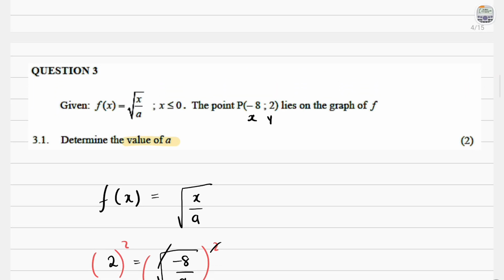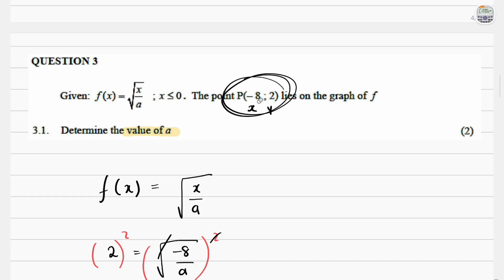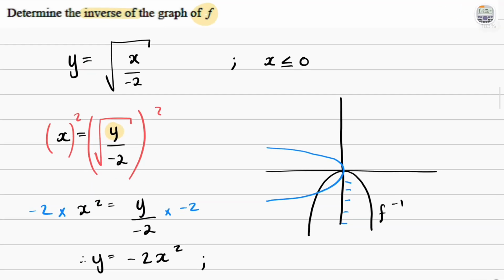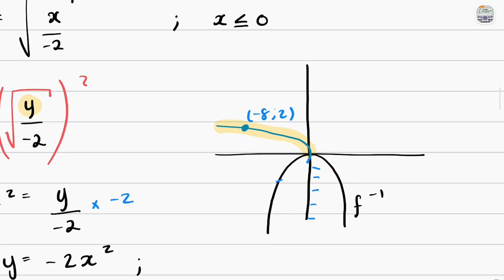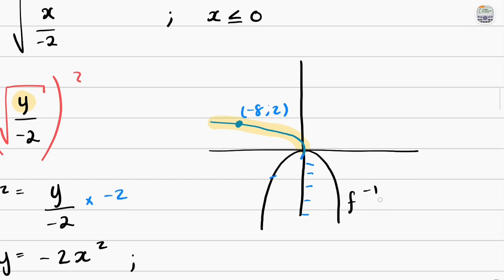And the reason why we would know is because they told us that there was a point called (-8, 2). (-8, 2) lies on this blue graph, right? This is our original graph. If (-8, 2) lies on this, let's see where that will be. -8 on the x-axis, so we'll go 8 units to the left, and 2 going up. So that means the part of the graph that exists, if this is (-8, 2), would be this section, okay? This part is the one that was cut off. So if this is the part of the graph that exists, then this restriction will affect this inverse, okay?